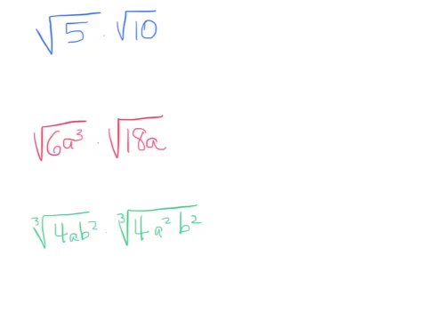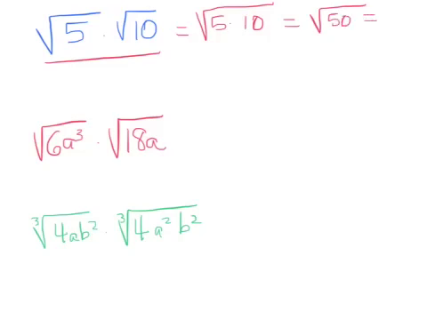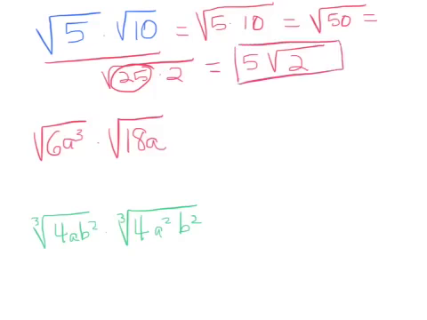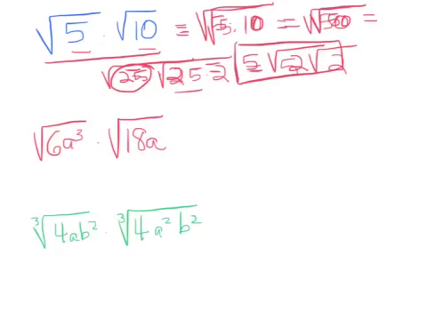So here I've got the square root of 5 times the square root of 10. I'm just going to rewrite that as the square root of 5 times 10, which is, of course, the square root of 50. And I know that 50 is the product of 25, which is a perfect square, and 2. So I'm going to break that down under my radical sign, and then take the square root of 25, which is 5, bring it out from under the radical sign, and 2 remains under the radical sign, so the product would be 5 radical 2. Let's take a look at another example.